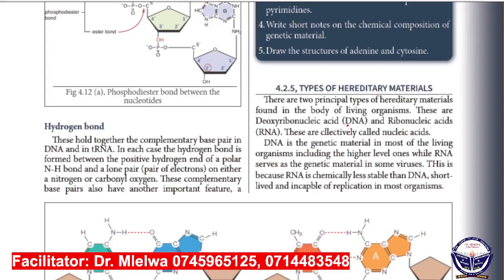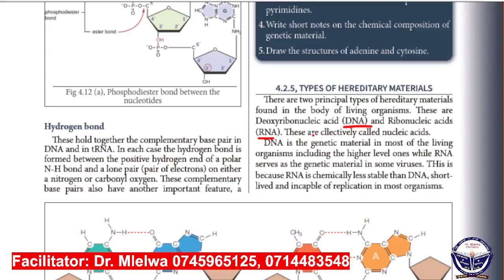There are two principal types of volatile material found in the body of living organisms. These are deoxyribonucleic acid, which is DNA, and ribonucleic acid, which is RNA. The difference between DNA and RNA is only in the sugar. Utofauti wake mkubwa ni kwenye sugar pamoja na bases. Lakini utofauti uliotengeneza hadi haya majina ni sugar. Huyu hapa anatengenezwa na deoxyribose sugar, wakati huyu hapa anatengenezwa na ribose sugar. Difference kati ya hizo sugar mbili, deoxyribose pamoja na ribose sugar, tumeziona kwenye kipindi kilichopita cha chemistry of volatile material.